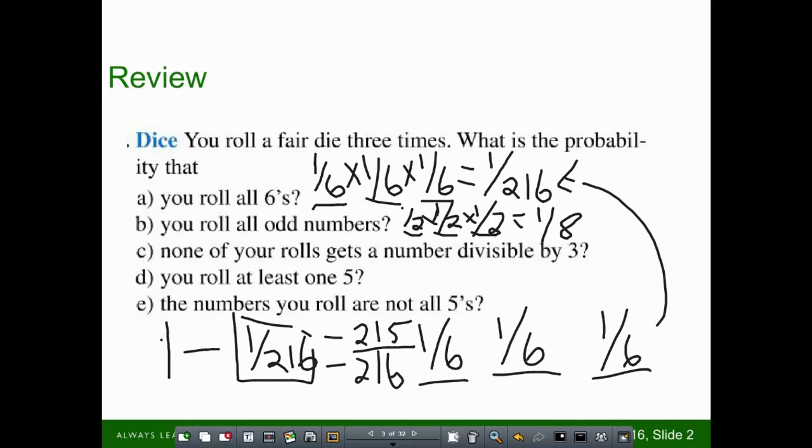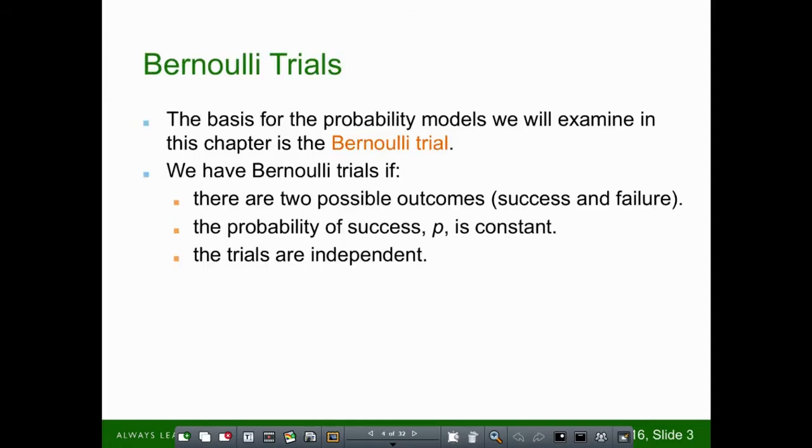Cool. All right, now that we've knocked out this review, we can go ahead and start jumping into the new chapter 16. First things first, Bernoulli's trials. What this is basically setting us up for is a bunch of different types of probability problems we're going to be working on. A Bernoulli's trial is kind of just like the first step to defining a larger situation that we'll be dealing with.